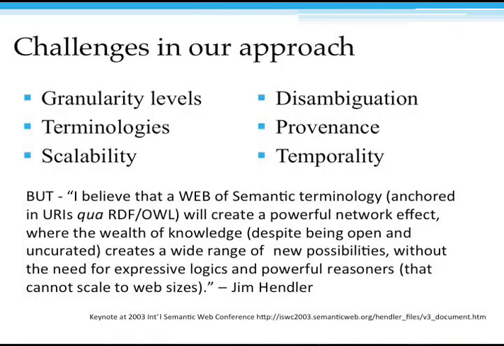Scalability: we know that VIVO works well at a single institution. It's been running at Cornell for a while. As we scale up to the national level, we expect to face some challenges. Fortunately, the underlying semantic web technology has a lot of oomph behind it, and people are building more and more scalable solutions all the time. So we're hoping to leverage that outside work.